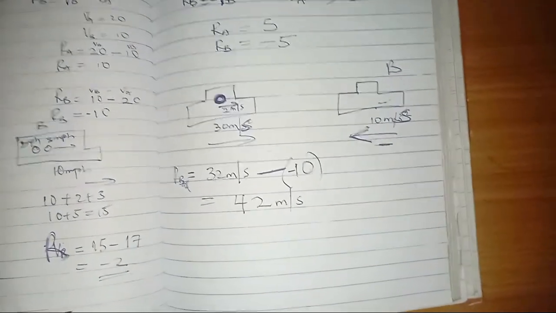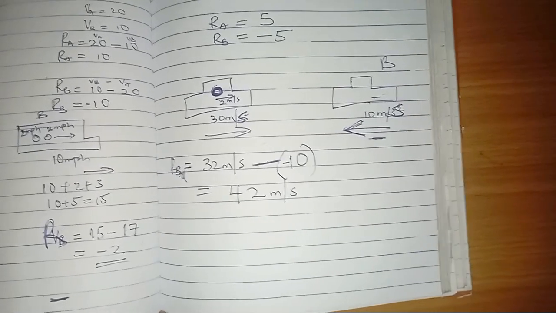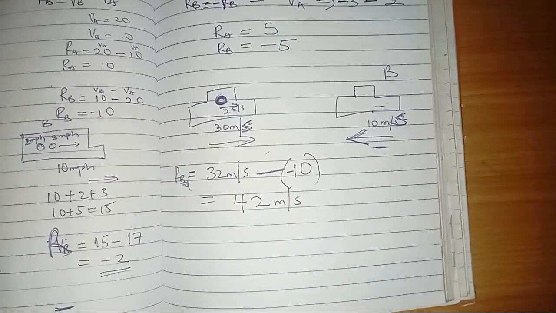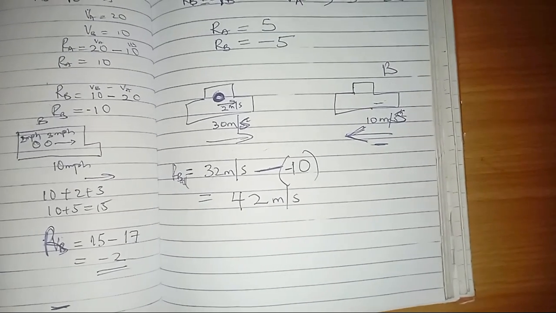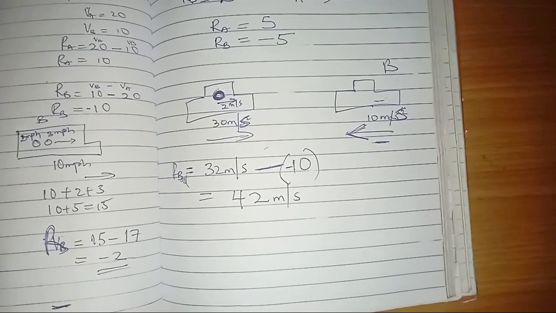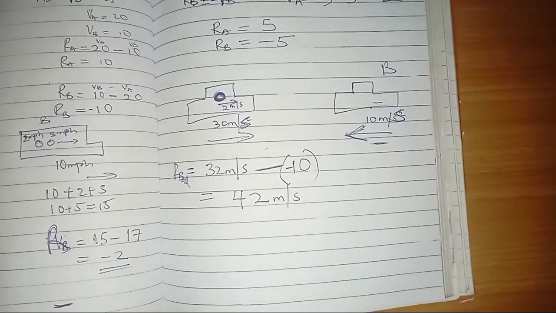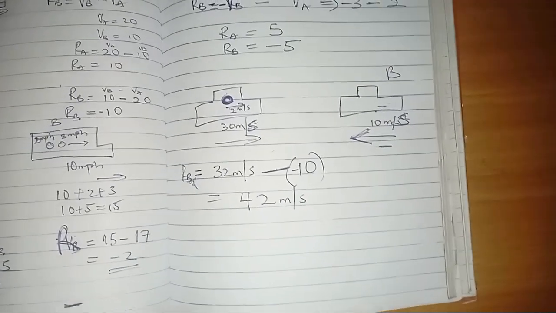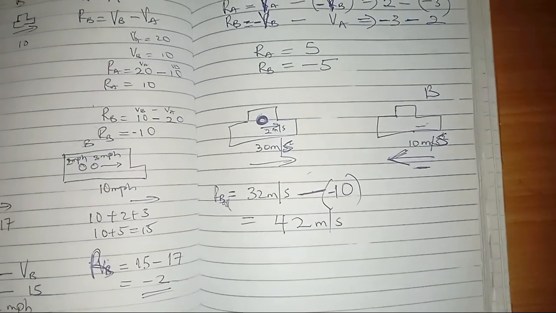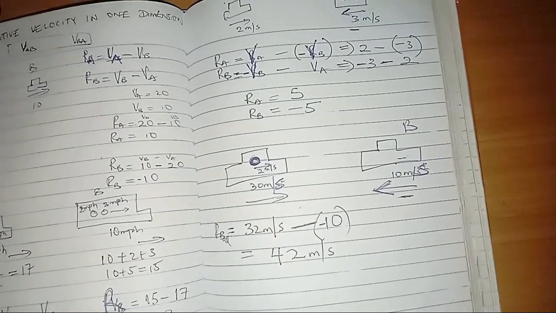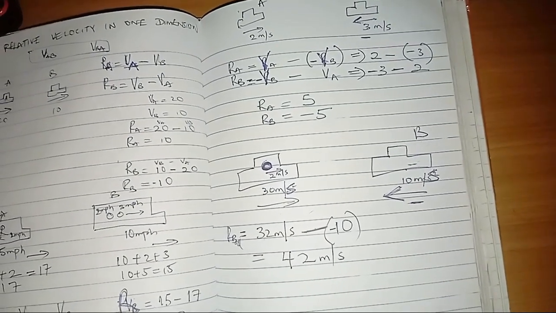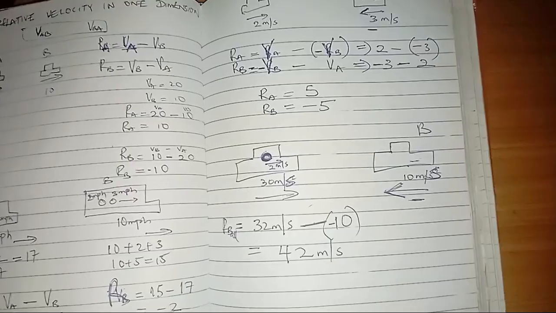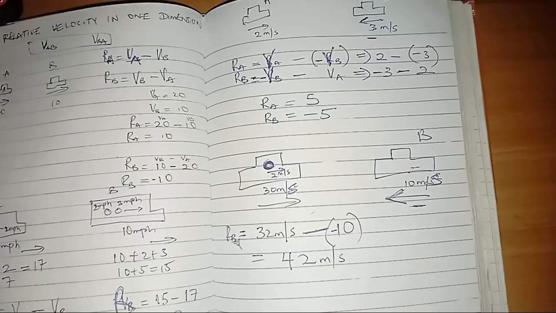So when you hear relative velocity of anything, it simply means the observed motion of that particular thing by an external or outside observer. So relative velocity of A simply means motion of A as observed by B, while relative velocity of B simply means motion of B as observed by A.